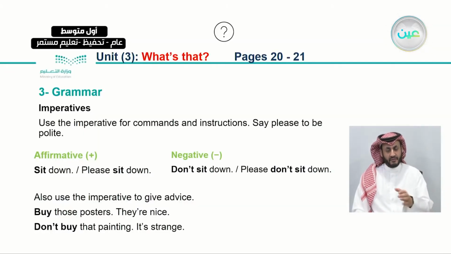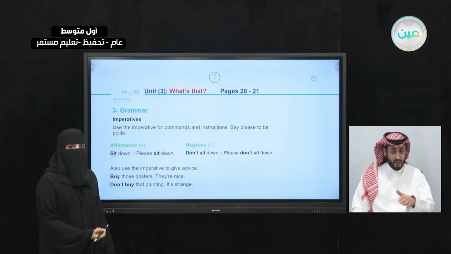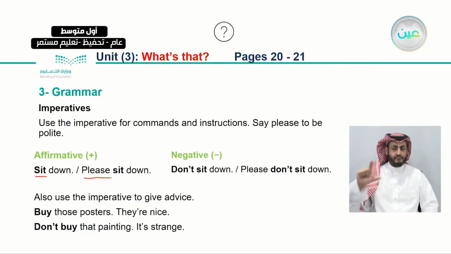Imperatives. Use the imperative for commands and instructions. Say please to be polite. Let's look at the affirmative positive form, sit down. Sit down. It's an imperative verb. I'm giving you a command, but in order to be polite, you need to follow that with please, or you can say it right before, please sit down.